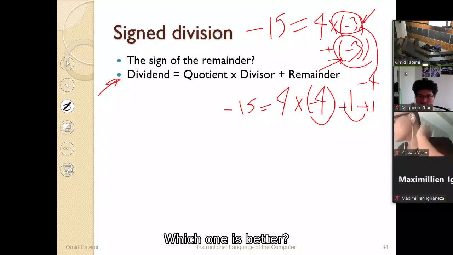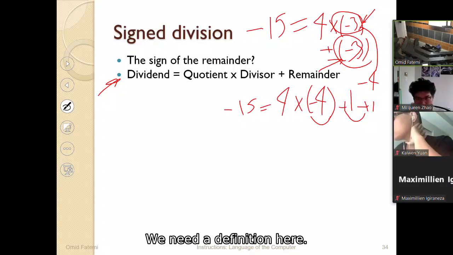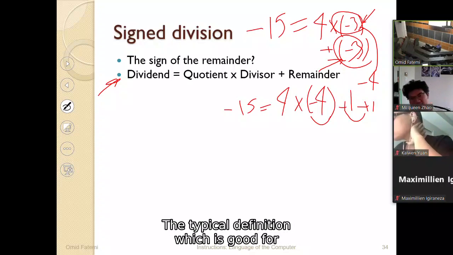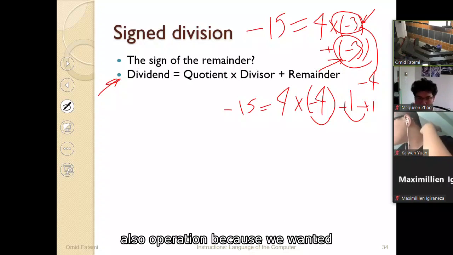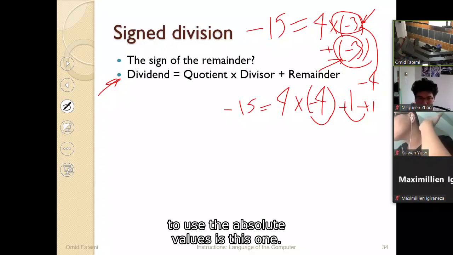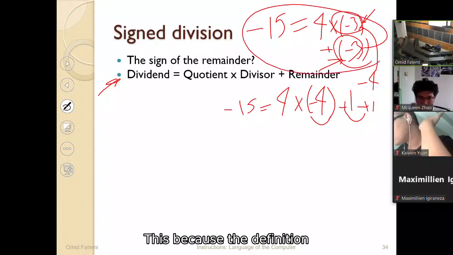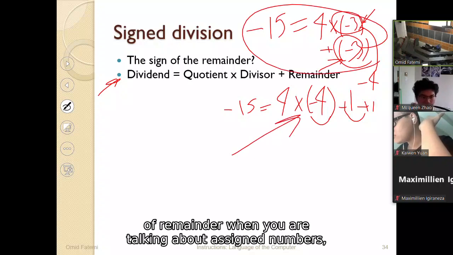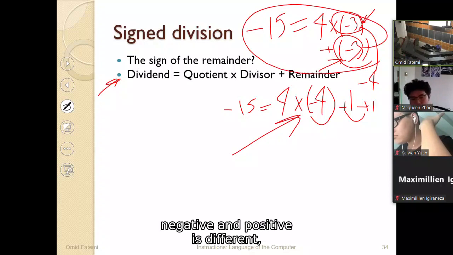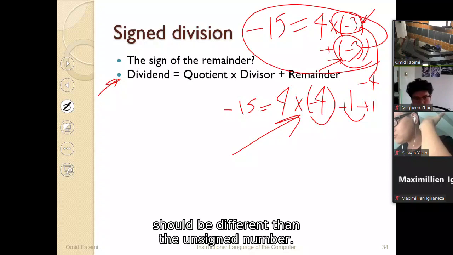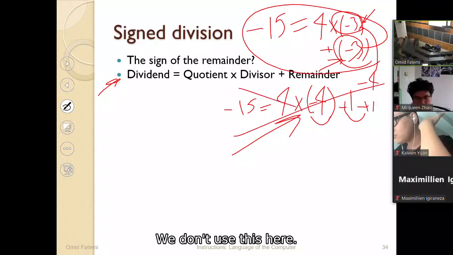Which one is better? We need a definition here. The typical definition, which is also good for the operation because we want to use the absolute values, is this one. We use this, not this, because the definition of remainder when you are talking about signed numbers, negative and positive, is different. It should be different than for unsigned numbers. So we don't use this.